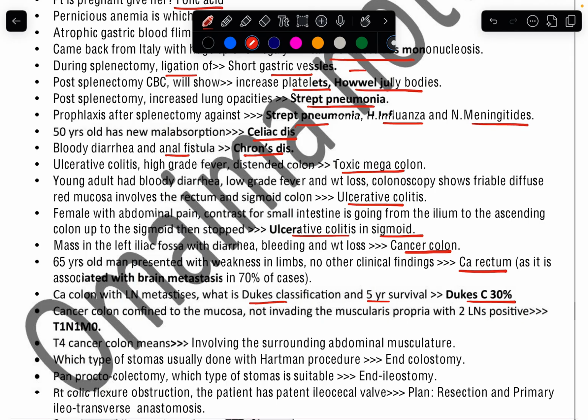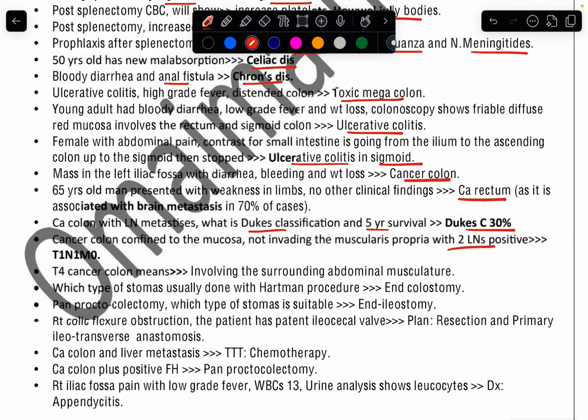TNM staging: confined to mucosa, not involving muscularis propria, it is T1, and lymph nodes 2 means N1. T4 colon cancer involving surrounding structures. T4 means surrounding structures, not abdominal musculature. Which type of stoma is usually done in the Hartmann procedure? End colostomy. Protected type of stoma is end ileostomy.